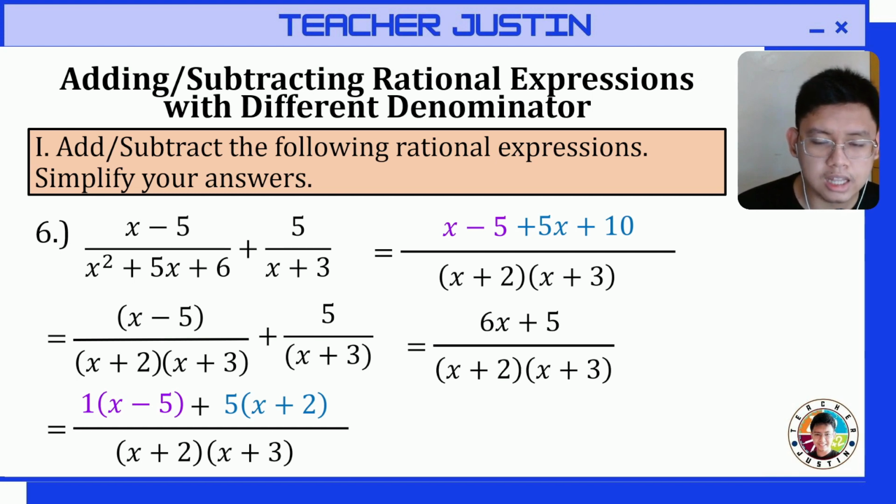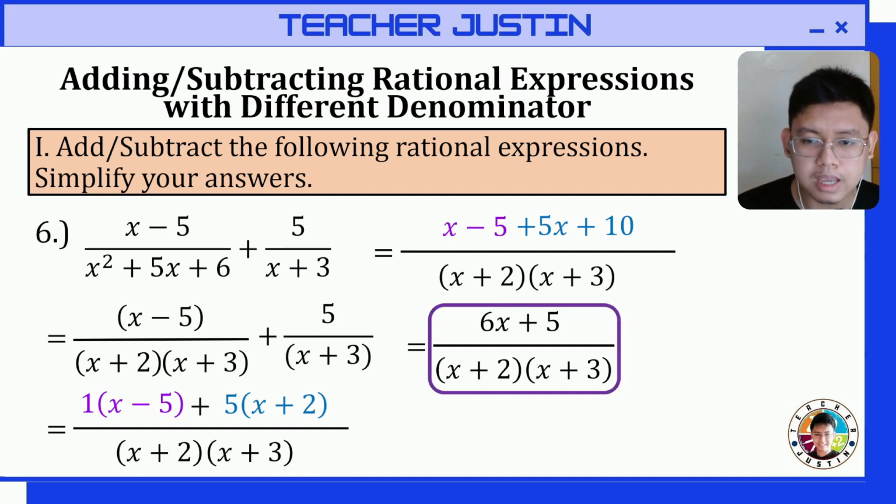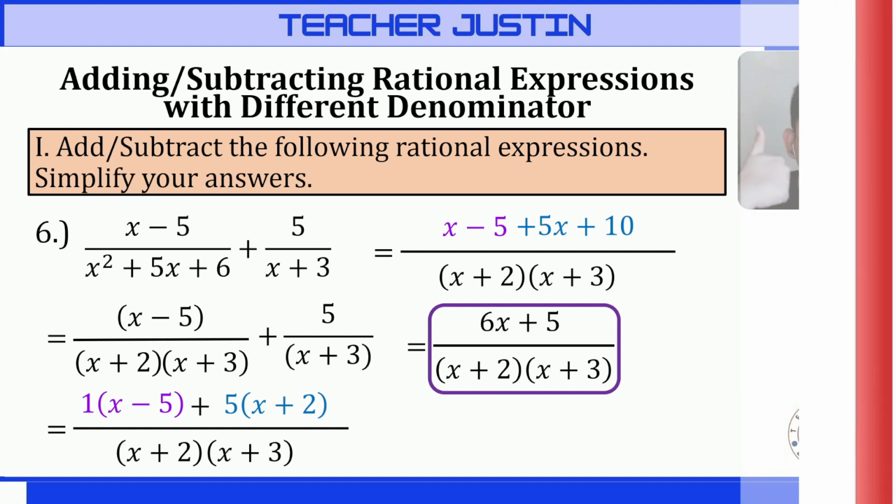So, since hindi na natin siya pwedeng i-simplify, this will be our final answer. So, it will be 6x plus 5 all over the quantity x plus 2 times the quantity x plus 3. And that's it. Ta-da! Alright.